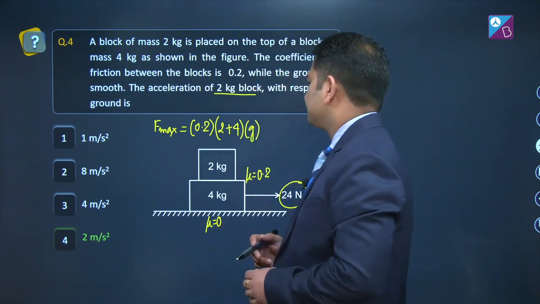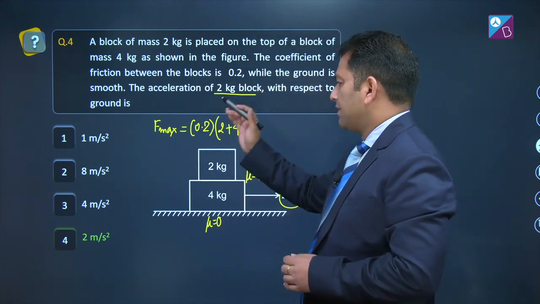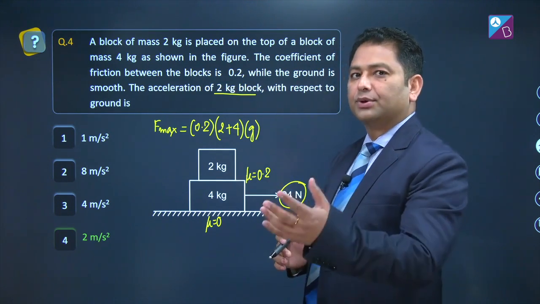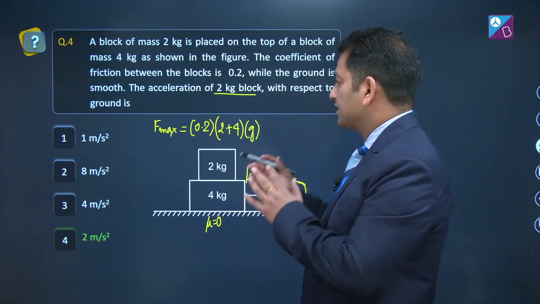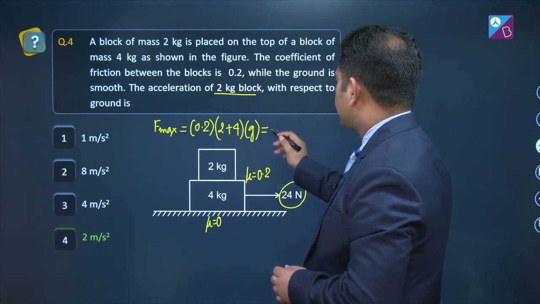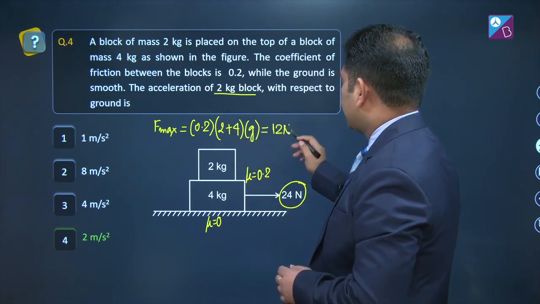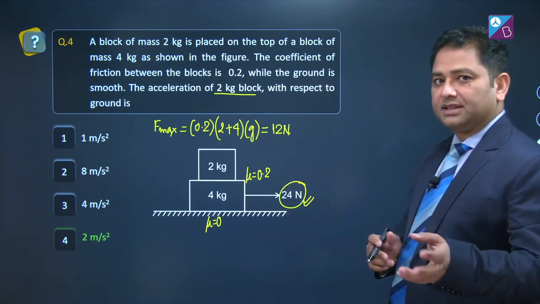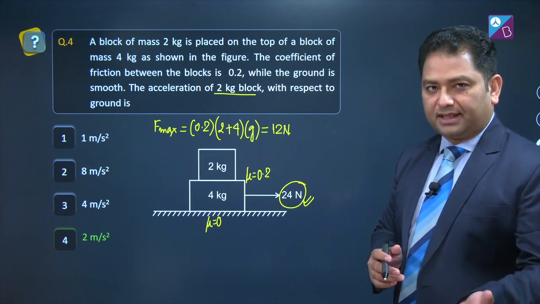Now let's see. This is the maximum force which will be applied on the lower block so that both will move together. Now let's first confirm. This is 60 multiplied by 0.2, that is 12 Newton. And how much is the force? The force is 24 Newton. That means the blocks will move separately.